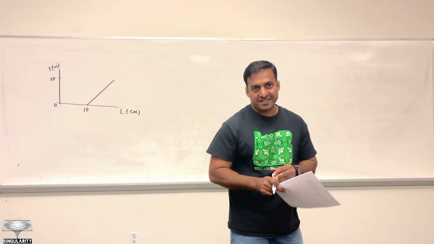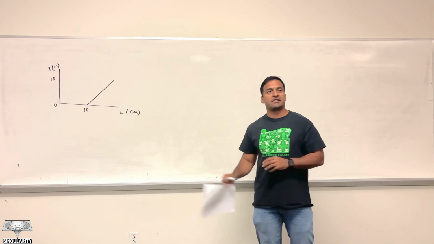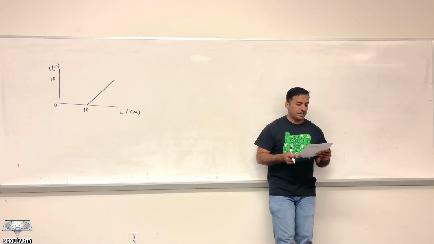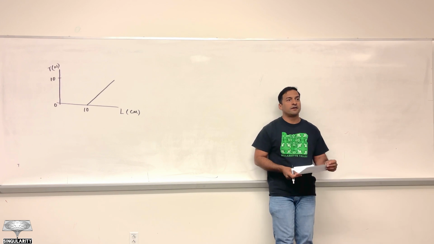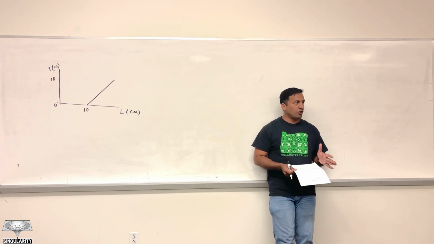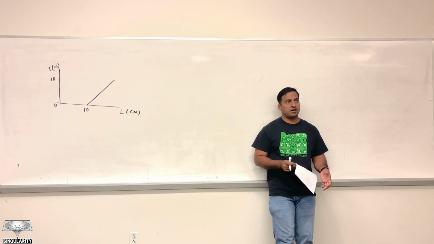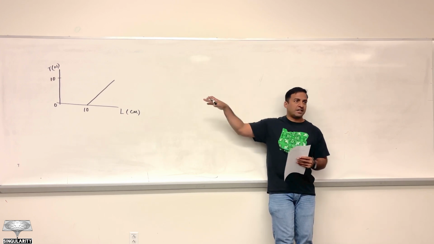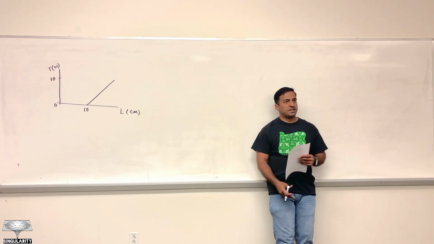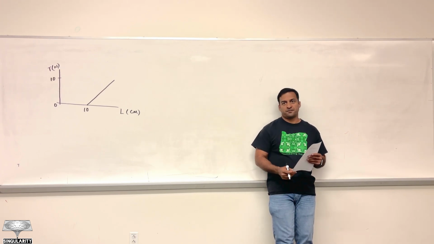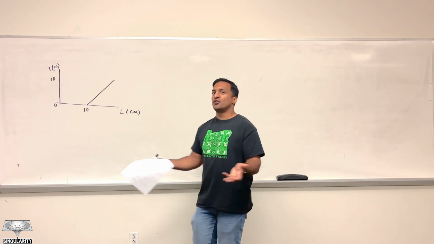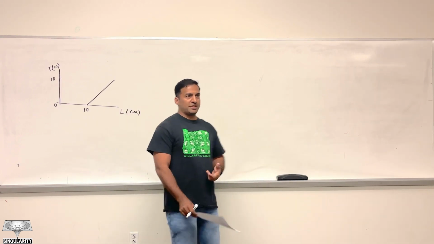So the first part asks if this plot represents Hooke's law, if this obeys Hooke's law. How do we know if it obeys Hooke's law or not? Do you have any idea, any clue? Like, how can we look at a plot, a graph, and tell whether it obeys Hooke's law or not? That's a more general question.